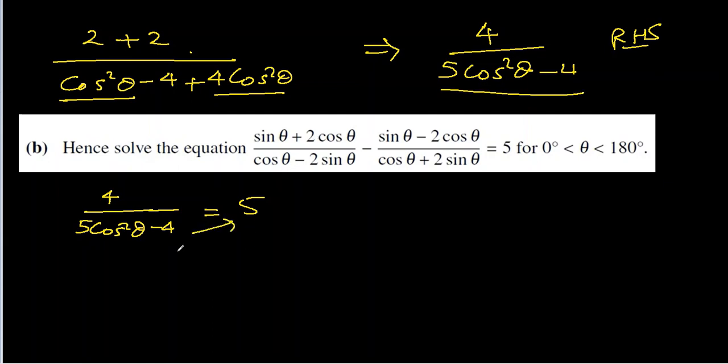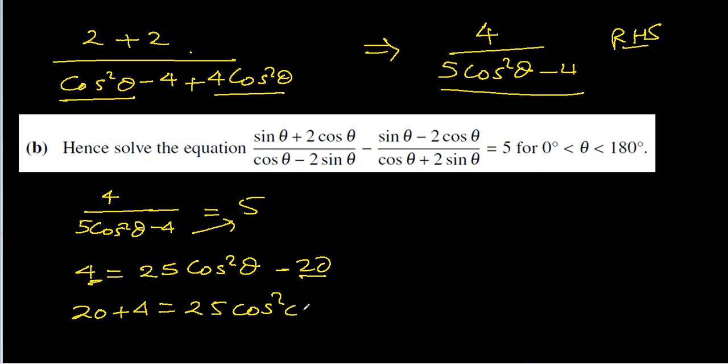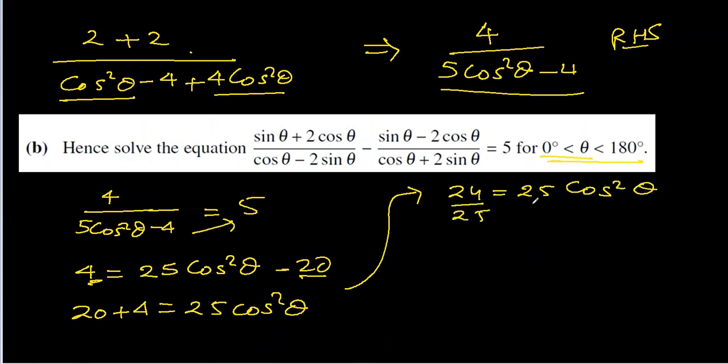Alright, so we'll do the cross multiplication first. 4 equal to 25 cos square theta minus 20. So this minus 20 I can bring with this 4. So 20 plus 4 equal to 25 cos square theta. Okay, and our domain is 0 to 180, so that will be easy. 24 equal to 25 cos square theta. Divide both sides by 25 to get rid of 25 from the right side. Cos square theta equal to 24 over 25.